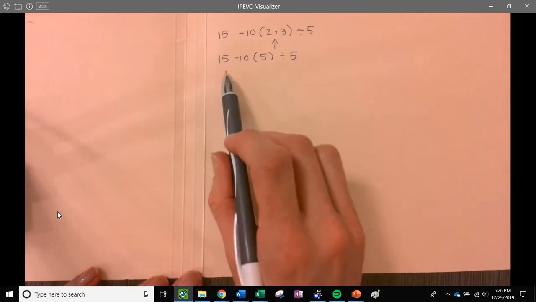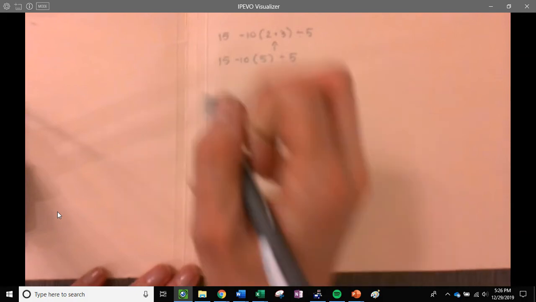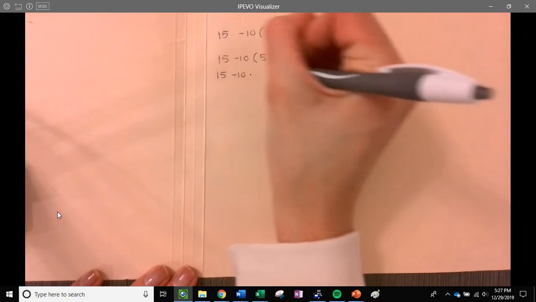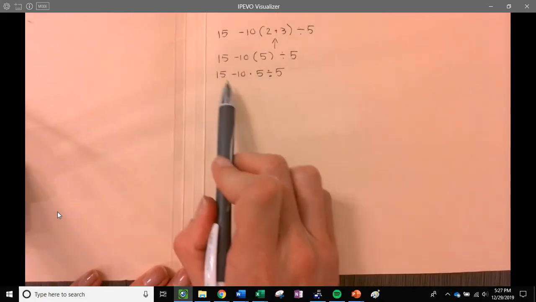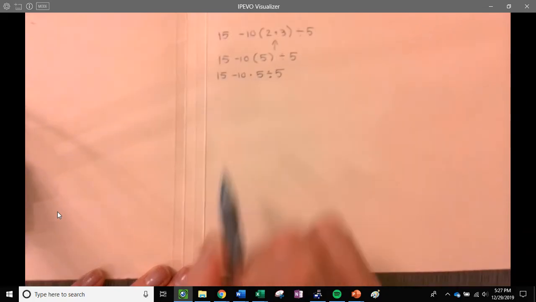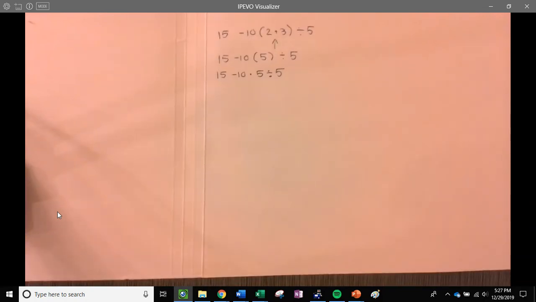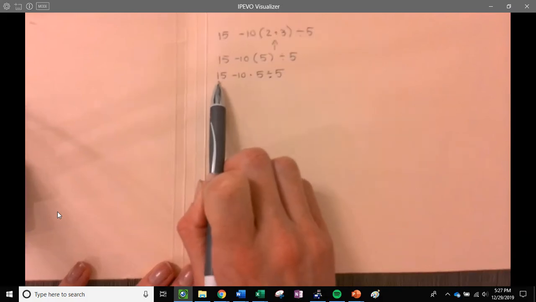So to avoid any confusion, now that we've performed our operation inside, I'm going to rewrite this without the parentheses. You don't have to. This is a matter of preference, but I think when I look over the expression, it's easier to read that as multiplication. Now we go back up to that block. We've checked for parentheses. We don't have any exponents to evaluate. So now we're in that multiply, divide, add, subtract block. We are going to read this expression left to right.